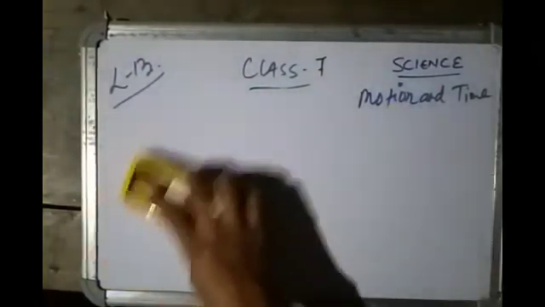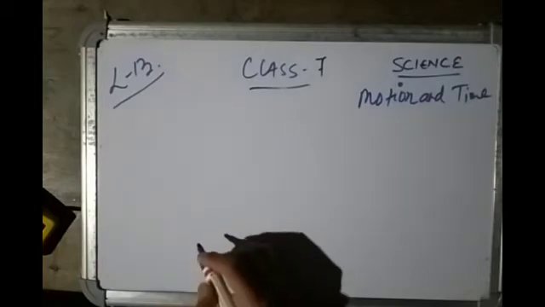So now we understand the simple pendulum, time period and oscillation. So next is units of time.